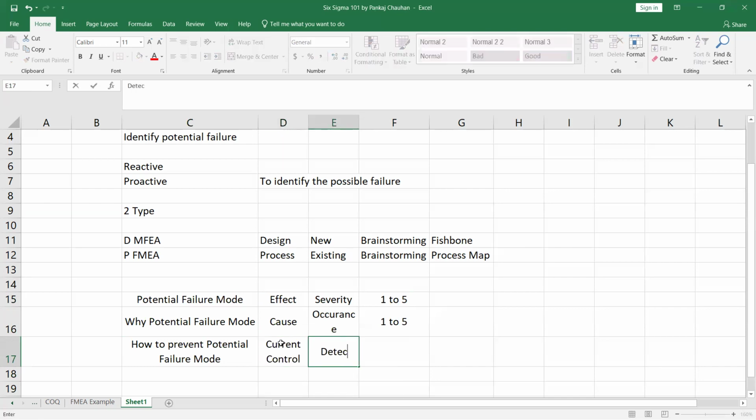So detection ranking goes again 1 to 5 only, but in a reverse order. Because if detection is high, ranking will be low. If the detection is low, ranking will be high.